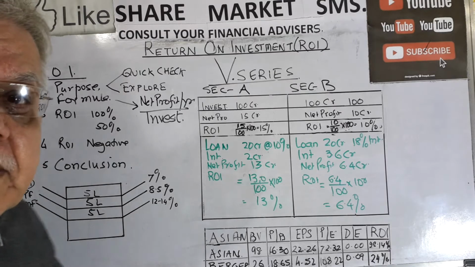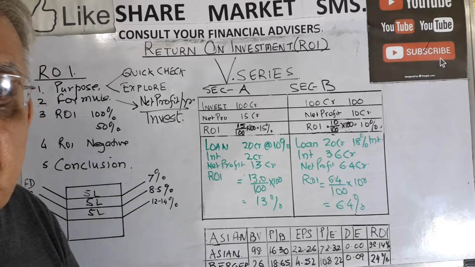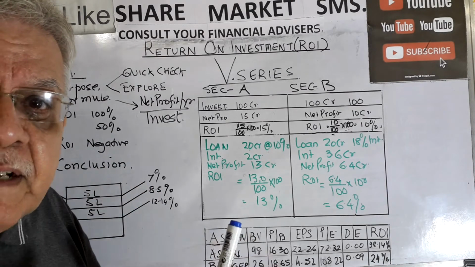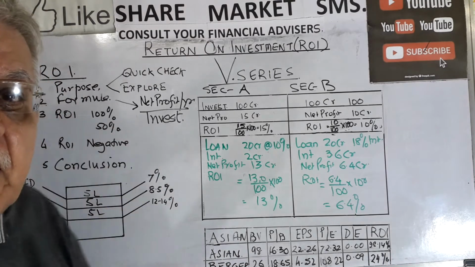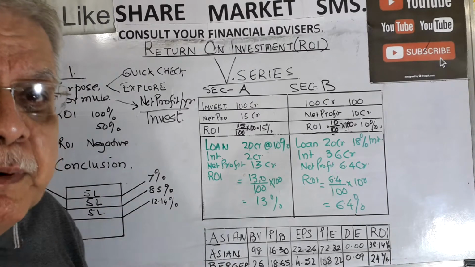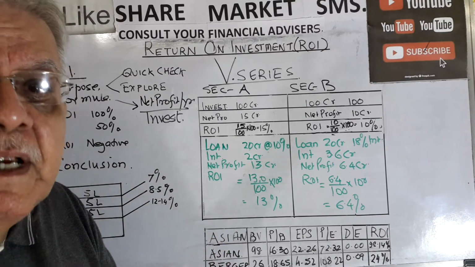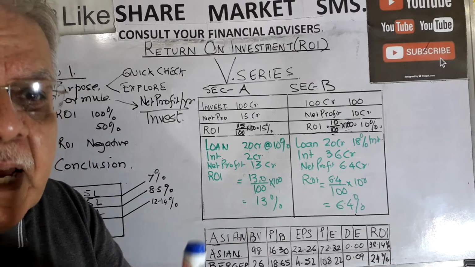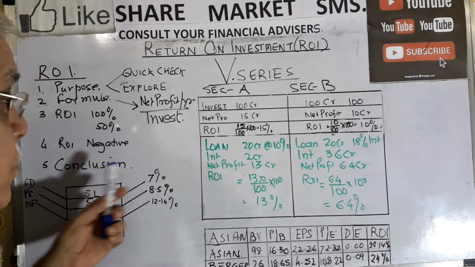ROI 100 means 100 crore is the investment and 100 crore is the net profit. ROI 50 means 100 crore is the investment and 50 crore is the net profit. ROI negative means 100 crore is the investment, there is a loss, and the operations of the company have actually bitten into your investments.